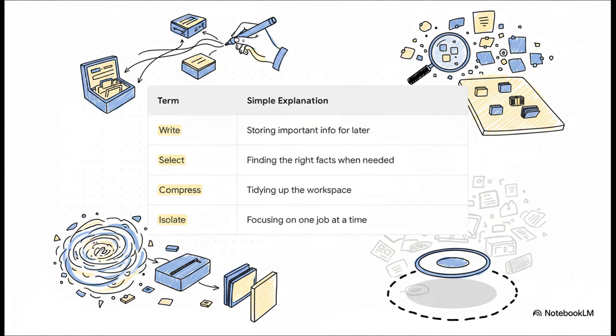Think of it like this. Write is like taking a really important note and filing it away for later. Select is about going to that file cabinet and pulling out only the one fact you need for the job right now. Compress is basically cleaning up your workbench by summarizing your messy notes. And Isolate? That's like setting up a whole new, perfectly clean workbench just to focus on one specific part of the job.